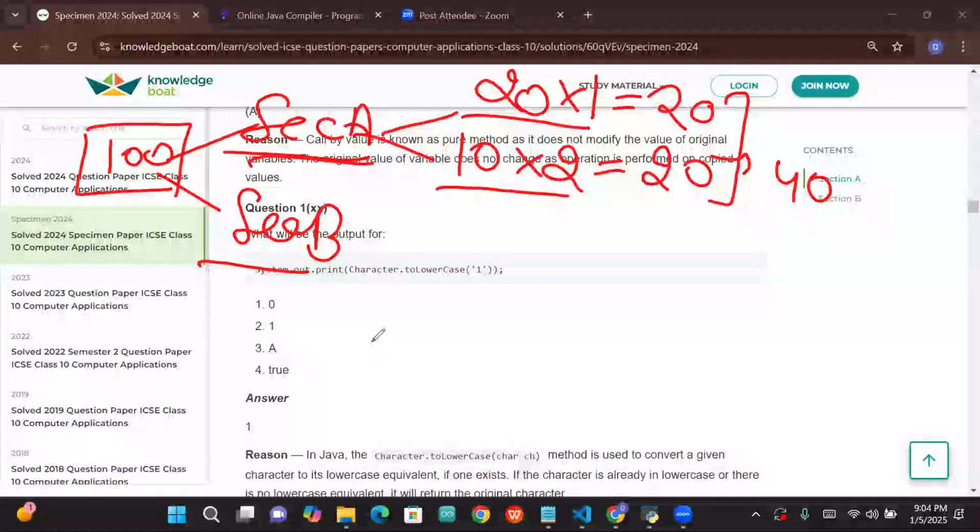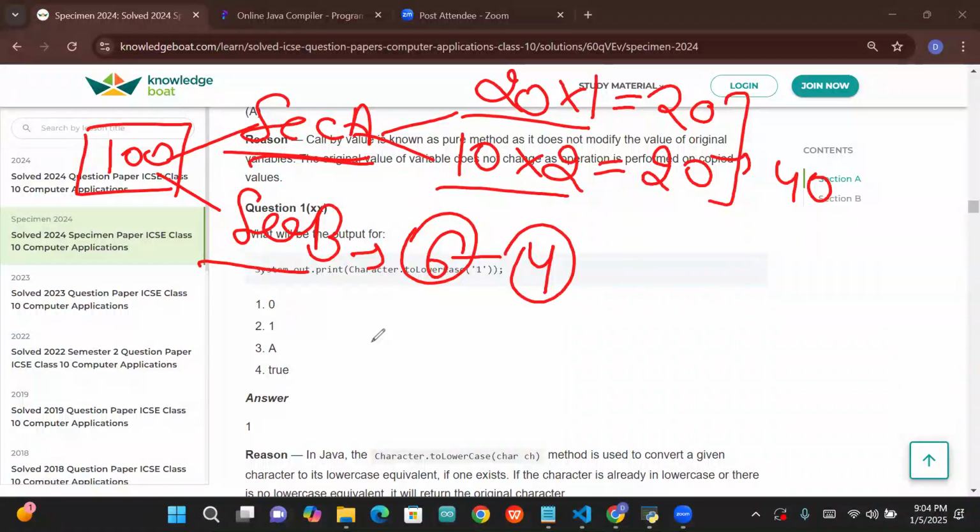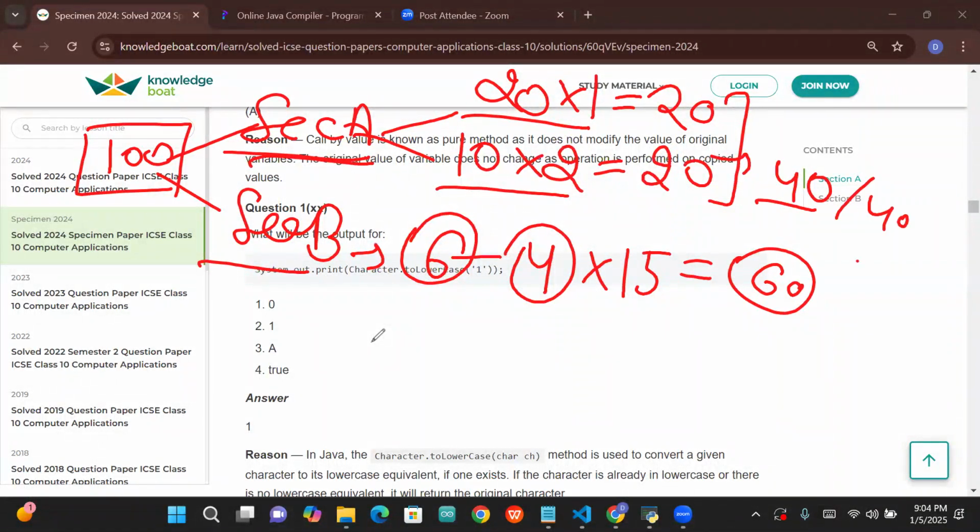In section B, they will ask 6 questions. Out of 6, you have to opt for any 4. Each has 15 marks. So 4 into 15, you will get 60 marks here. Getting 40 out of 40 and 60 out of 60 is very easy, and getting 100 out of 100 is very easy in computer. You can easily do it in 1 month. Trust my words, you can easily do it within 1 month if you go with a proper plan.